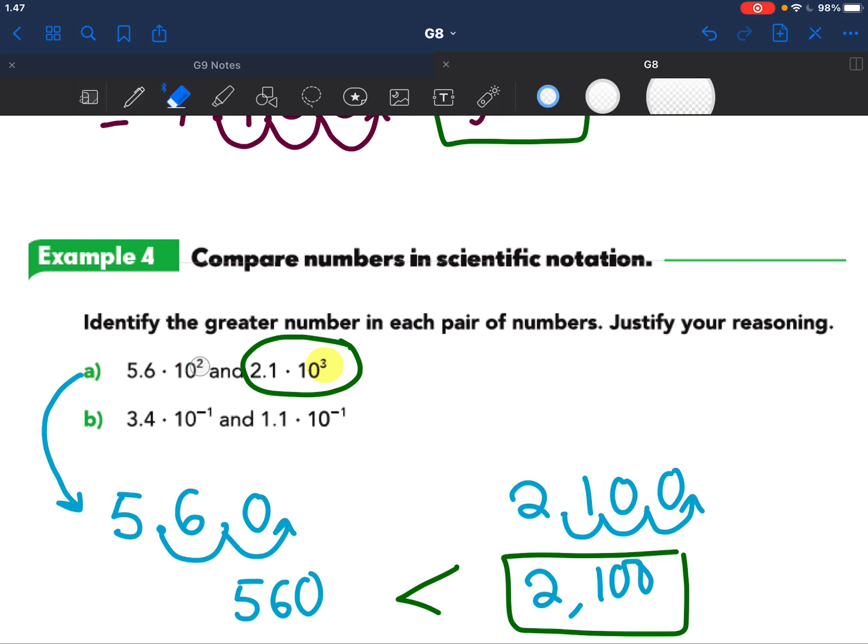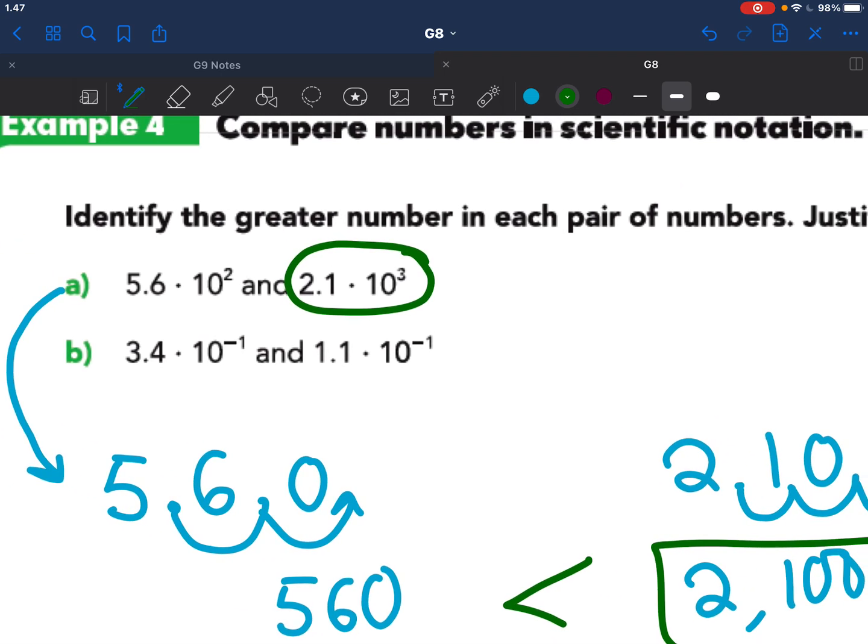Another way, if you just notice, the coefficients are both between 1 and 10, right? Doesn't matter, one is 5.6, the other one is 2.1, but the exponents here, this one has a bigger exponent. So automatically this one wins, right? That one's much greater. Let's go to B here. For B, the exponents are equal. So all you have to do now is compare the coefficients. So obviously this one is greater.